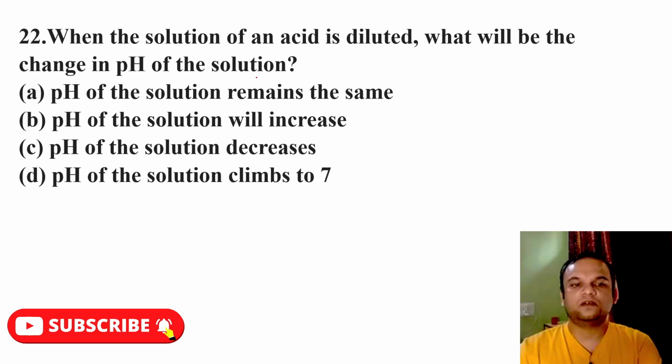When the solution of an acid is diluted, what will be the change in pH of the solution? When an acid is diluted, more water is added to it. The pH level will increase, meaning the acidic strength will decrease. So here the answer will be option B. When dilution is taking place, the pH of the solution will increase.